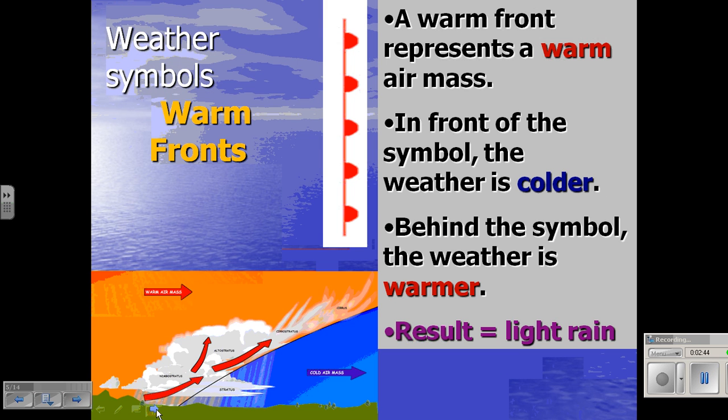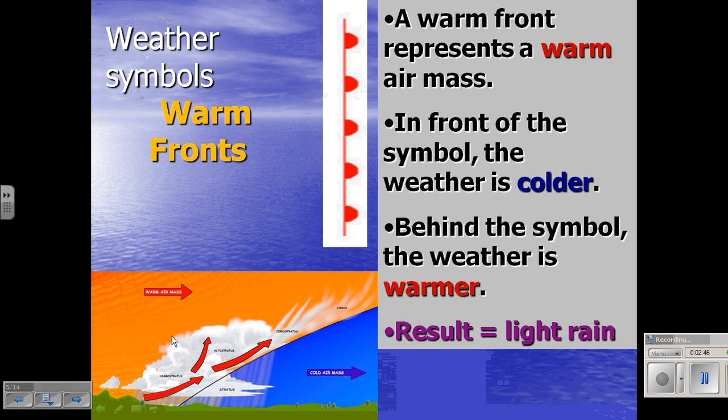Our warm fronts are the opposite, so now we have warm air behind the front. The warm air starts to slide up over the top of the cold air. It's not getting pushed up quite as quickly, and so it's not cooling off as quickly, which means we don't get those big cumulonimbus clouds.